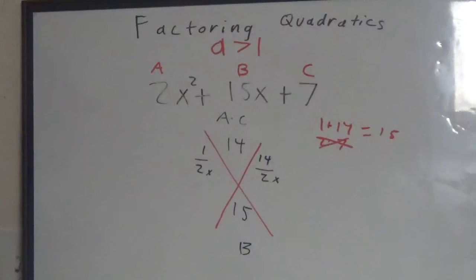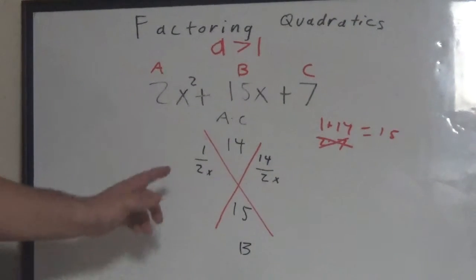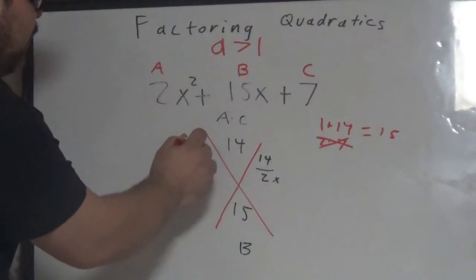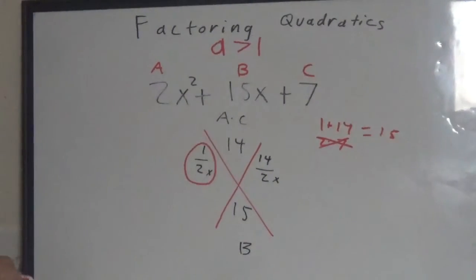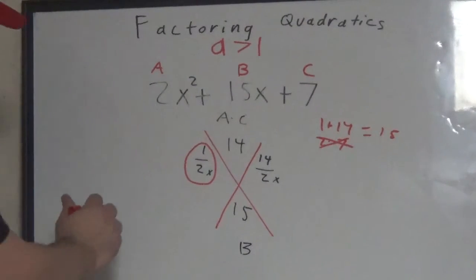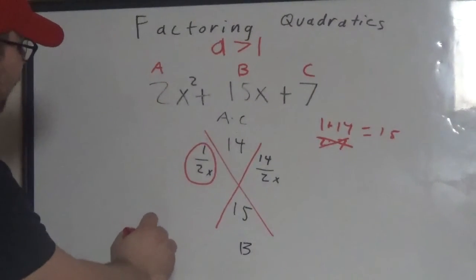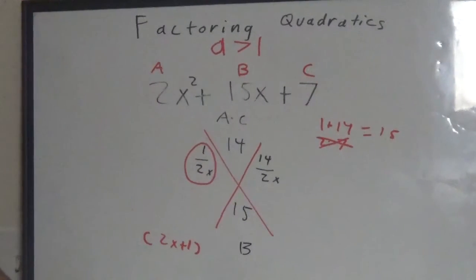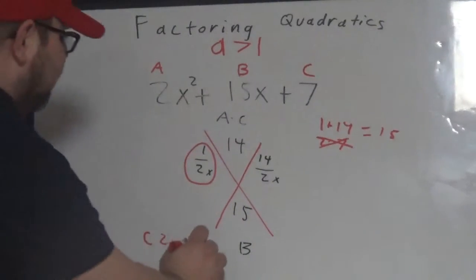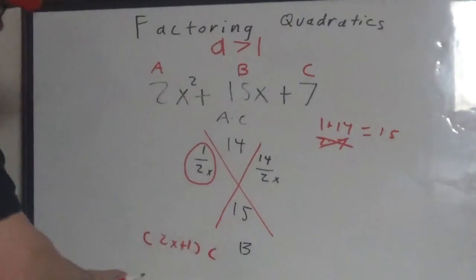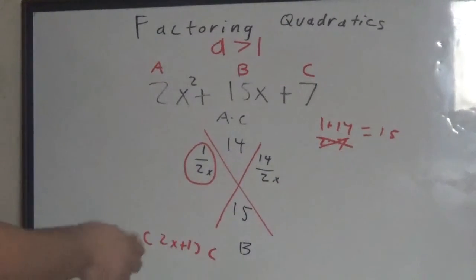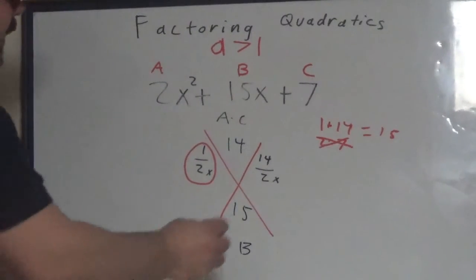Hopefully you notice one of those two can be simplified. So 1 over 2 cannot be simplified. I'm going to circle that because that's going to be one of our sets of parentheses. We're going to have 2x plus 1, times, and here 14 divided by 2 is 7. So we can simplify it, and we get 7.